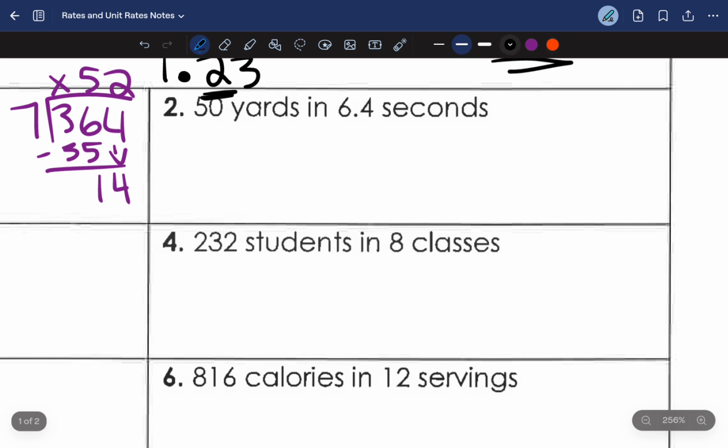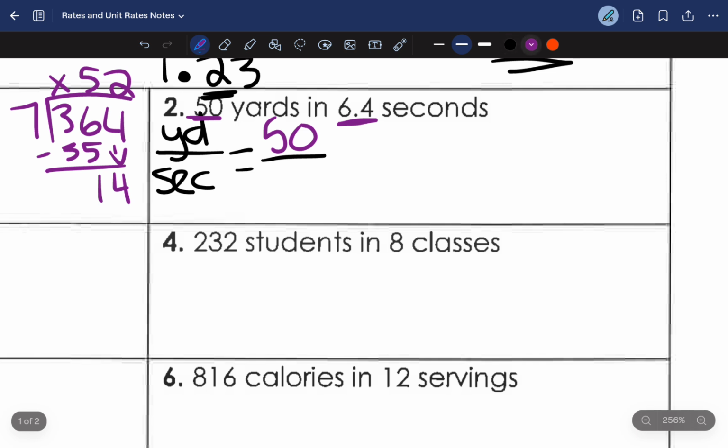And the one that would make the most sense would be yards per second. So I'm just abbreviating here. All right, now I'm going to look at the numbers that match my units. And in this case, I see that I have 50 yards over 6.4 seconds. So that's the rate that's given to us.